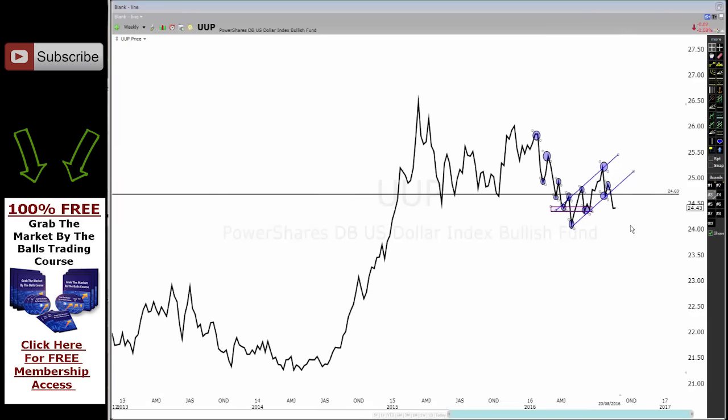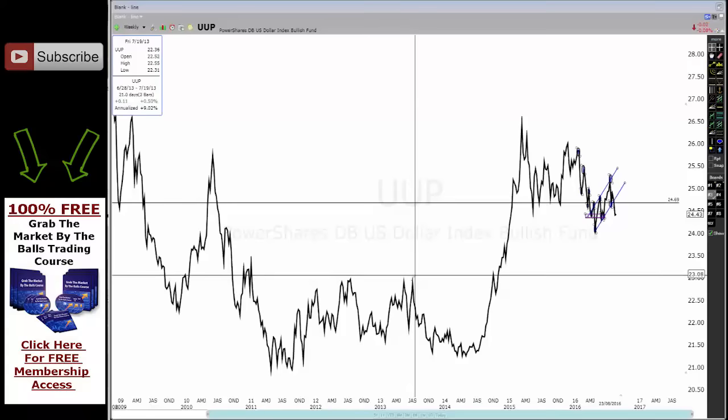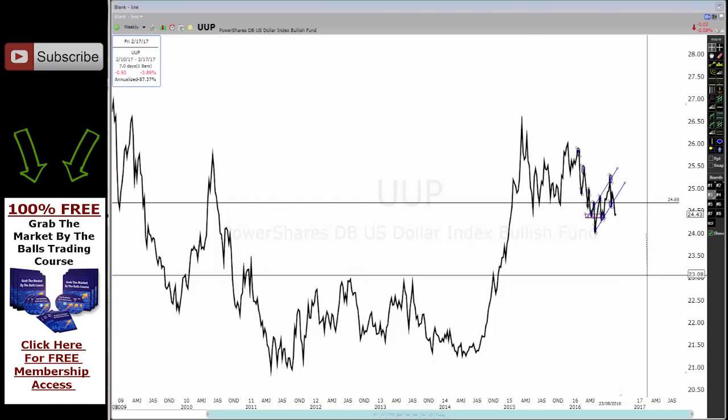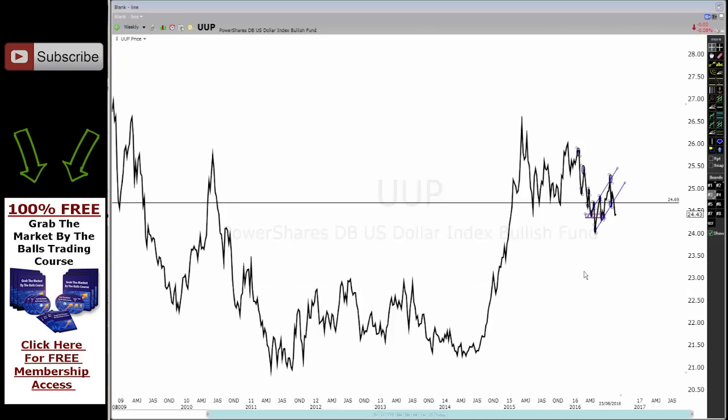But once it starts to break 24, then it's heading down. Once it breaks 24, then we have a pretty good 4 or 5% drop down towards at least the 23 level for me is what I'm looking at there.